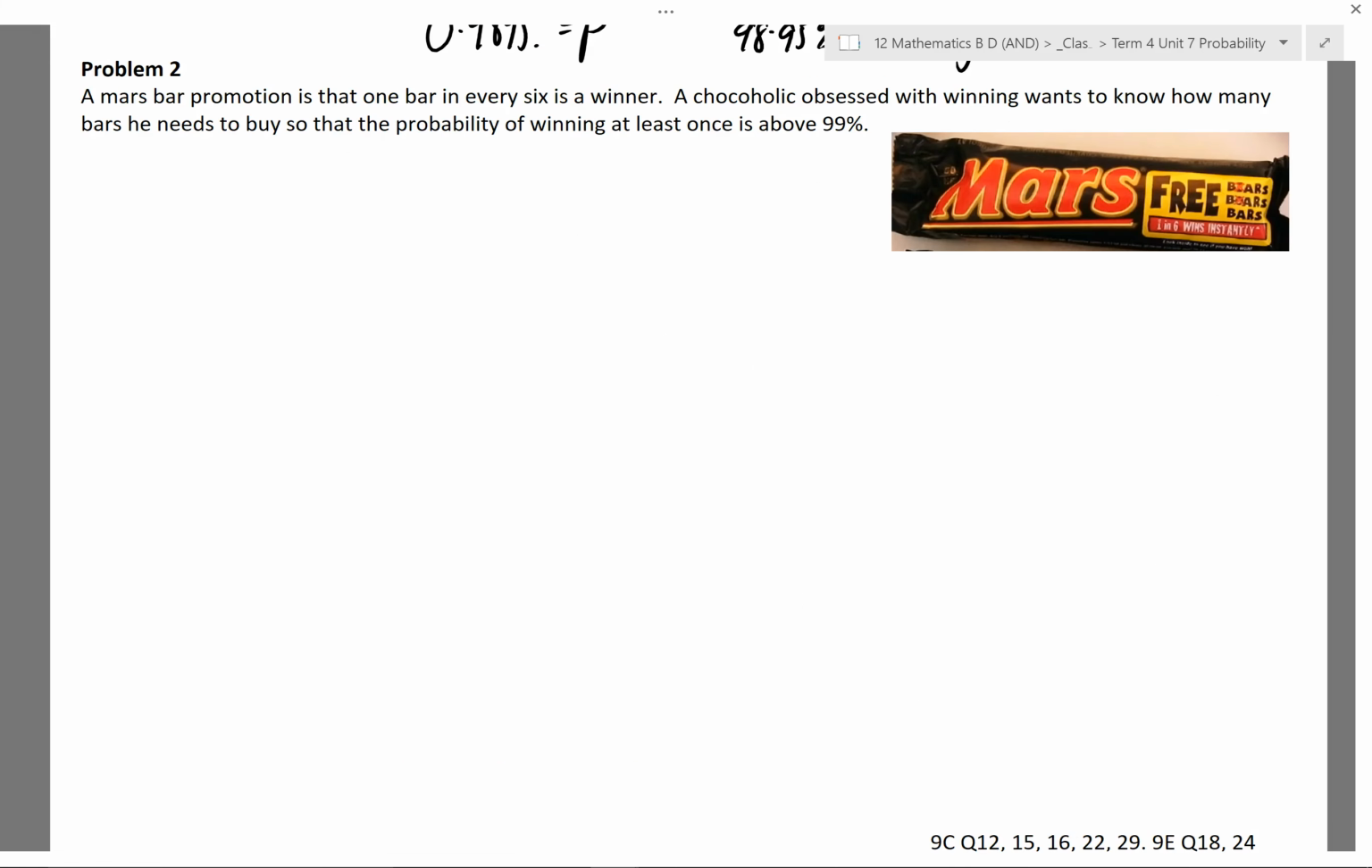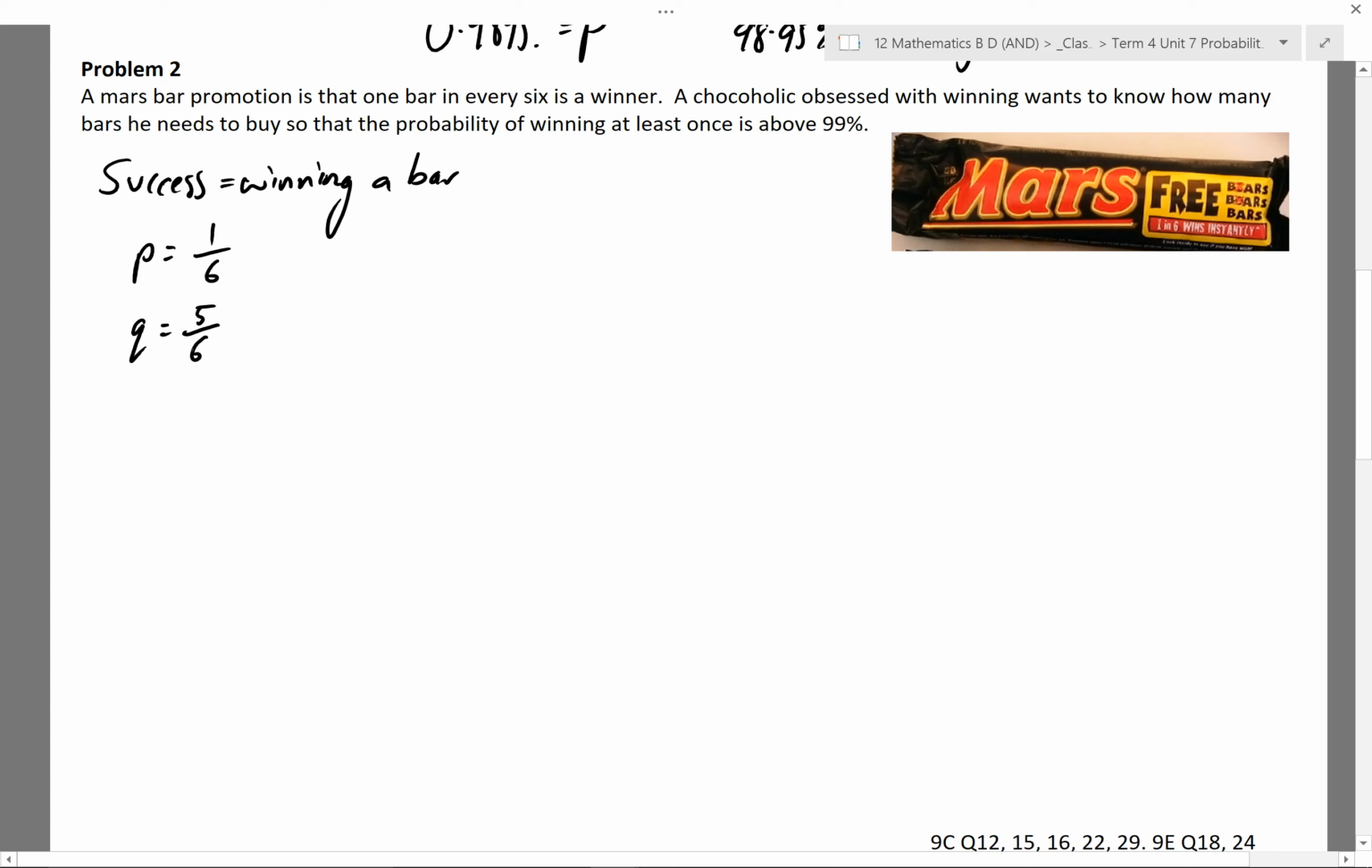Our final problem to have a look at, the Mars bar promotion, is that 1 in every 6 bars is a winner. There's a chocoholic obsessed with winning and wants to know how many bars he needs to buy so that his probability of winning at least once is above 99%. All right, let's have a look at this. So I'm going to define success as winning a bar. So my probability of success is 1 on 6. Probability of failure is 5 on 6.